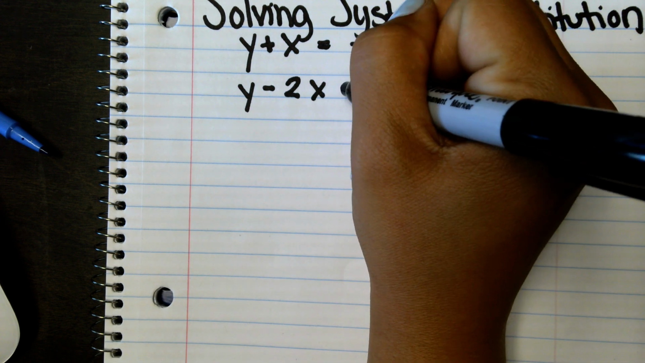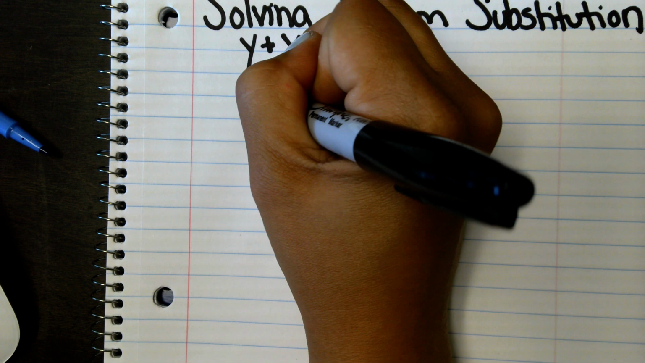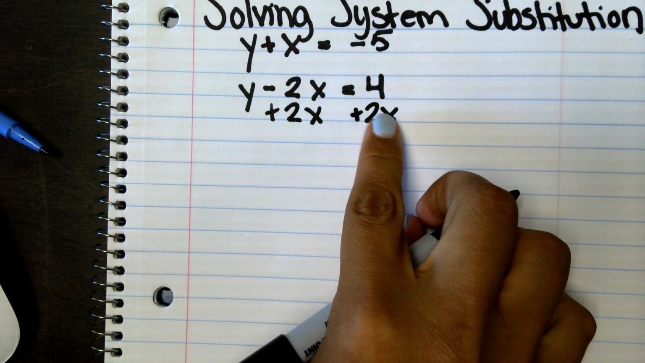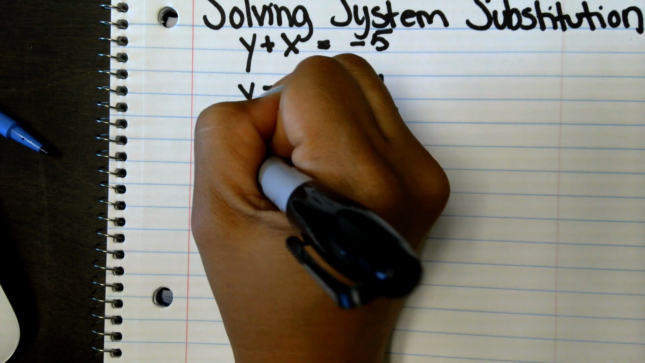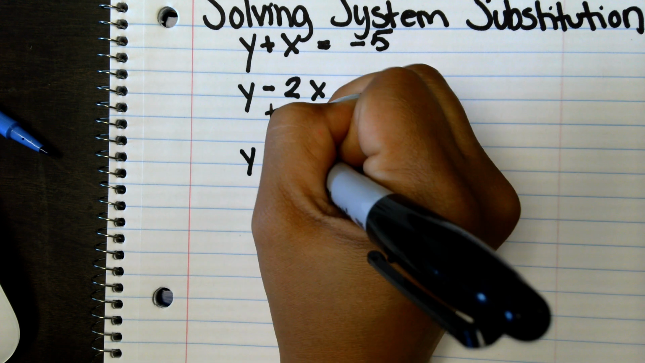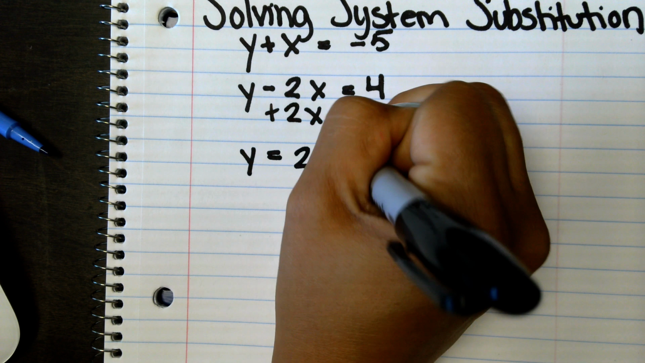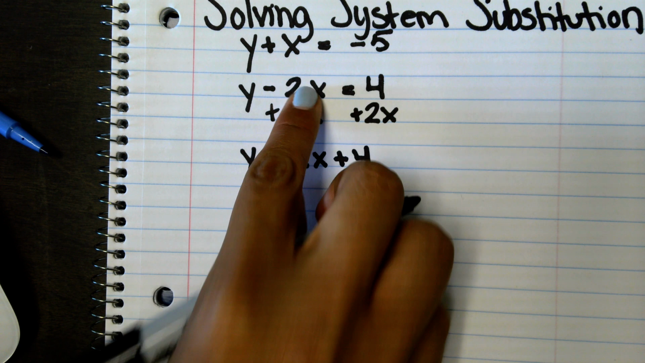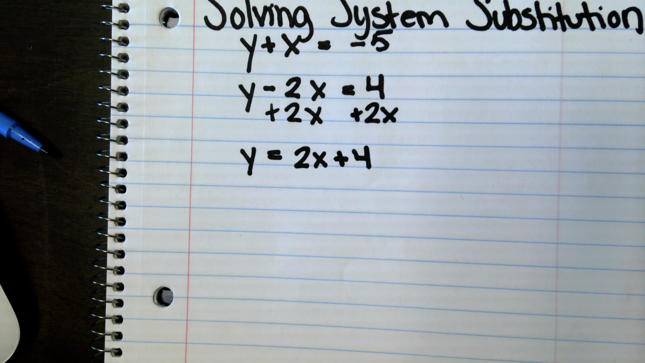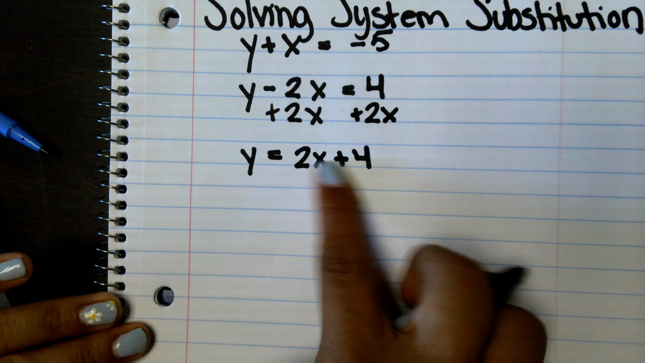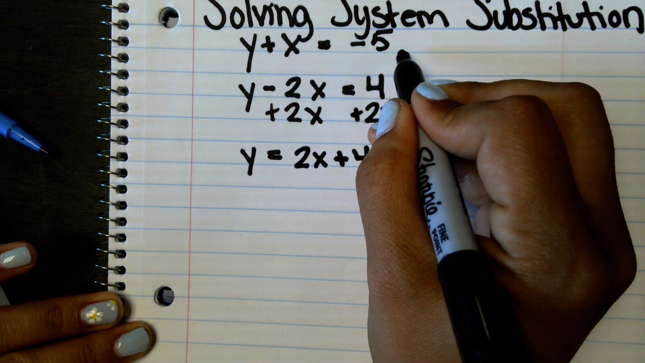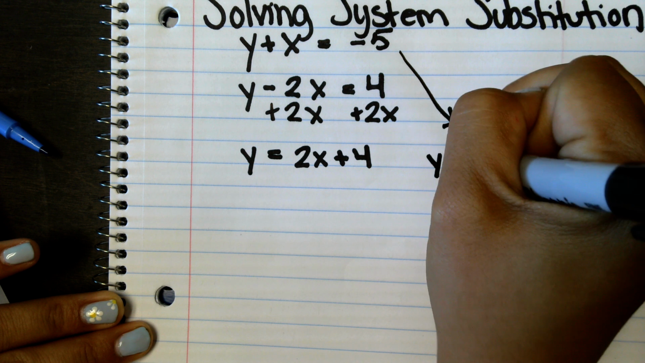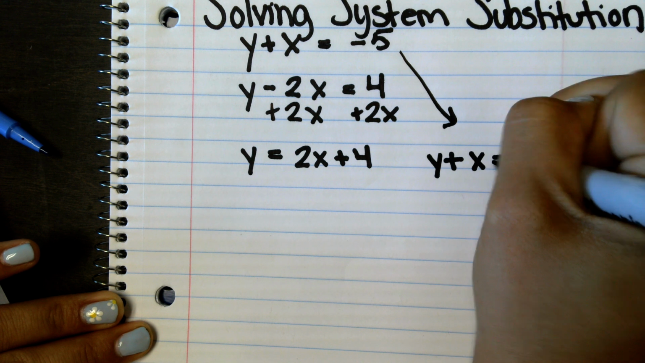So if I want to get y by itself, I would add 2x to both sides. Those are not like terms, so I need to write it like this. Y equals 2x plus 4. Okay, so this is the same as this. We just wrote it in a different way. So now we have this equation and we have our other original equation, which I'm going to write here. Y plus x equals negative 5.